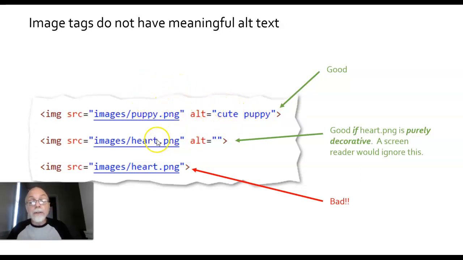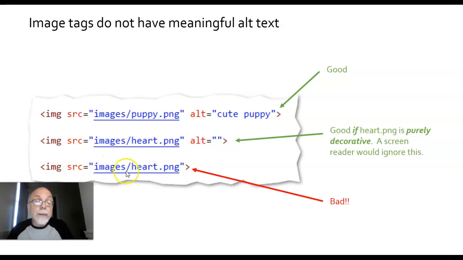Now, if I have a different image and the image is purely decorative, it doesn't convey any meaning. It's just something nice to look at on the page. So I use a heart in that example. You can use an alt equals and then an empty string right here. That's acceptable if the image is decorative.